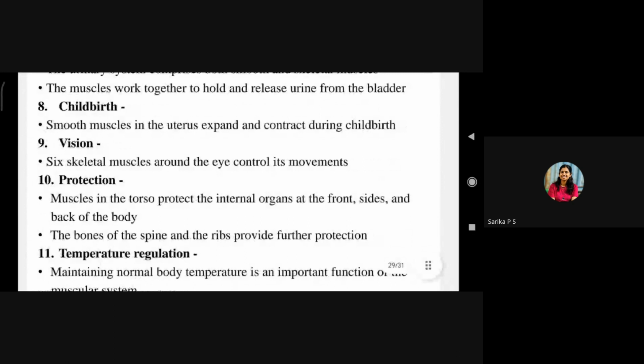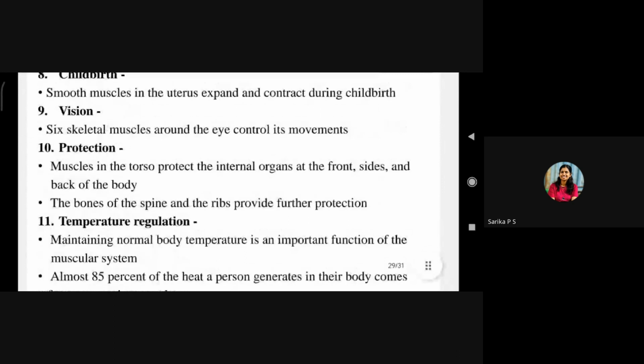Next is vision. Six skeletal muscles around the eye control its movement. That is why, for eye muscle health, in yoga we use Sukshma Vyayam, Chakshu Shakti Vikasak, Netra Shakti Vikasak. You know about Sukshma Vyayam? Yes, ma'am. Subtle movements of all the joints.